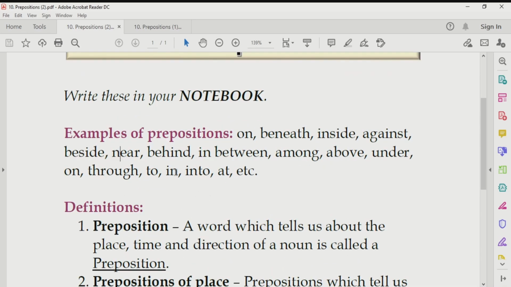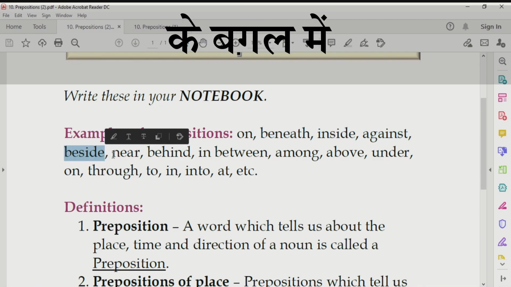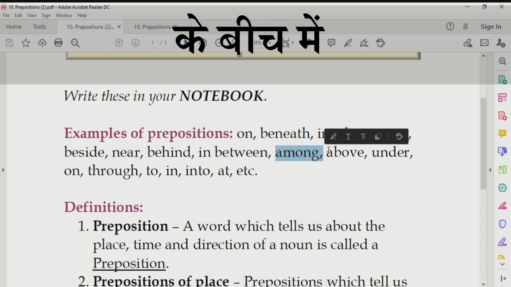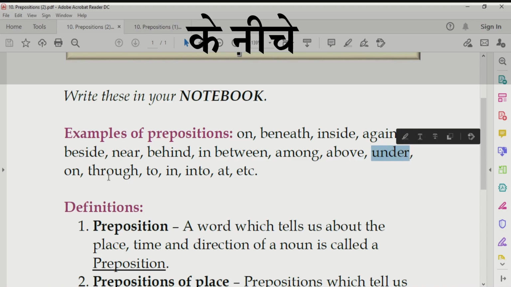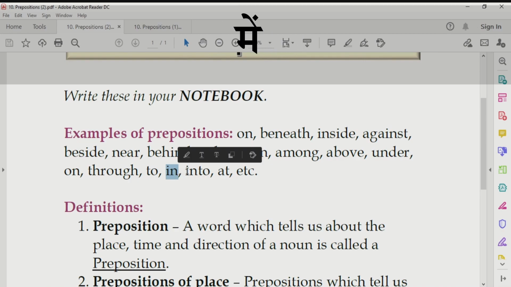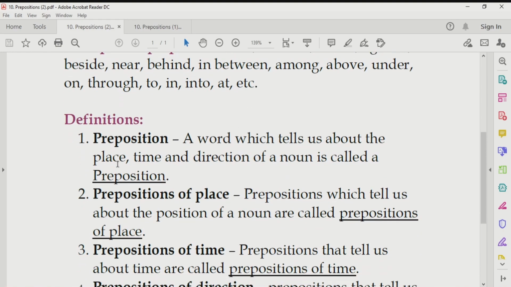First of all, I had given you some examples of prepositions. I won't explain to you each of these right now, but let us just read. On, beneath, inside, against, beside, near, behind, in between, among, above, under, on, through, to, in, into, at. We need to go further to understand what each of these mean.